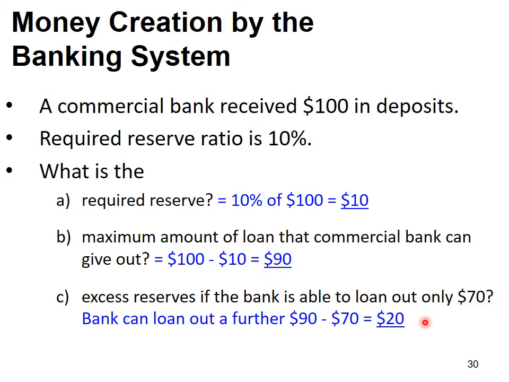Now if this bank only lends out 70, the remaining 20 becomes excess reserve. It's holding on to it just in case. Down the road, you may want to lend out this $20. It's their choice. But in this example, this $20 is being held as excess reserve that's not lent out. That is the bank's decision. Of course, it's not required. What is only required is the $10 that's stipulated by the central bank.